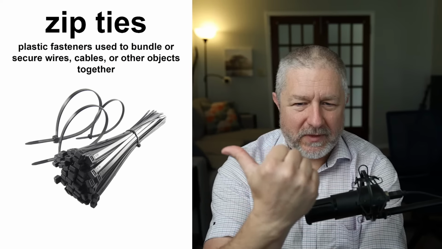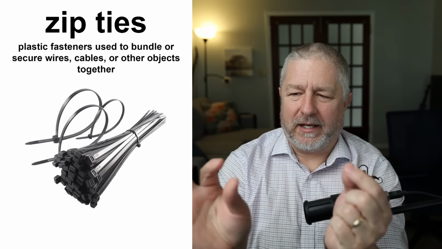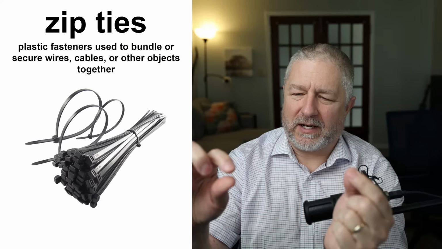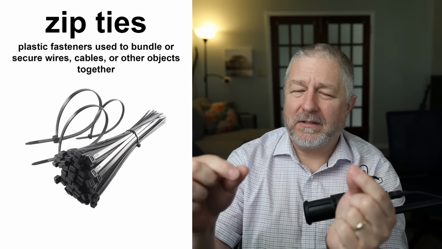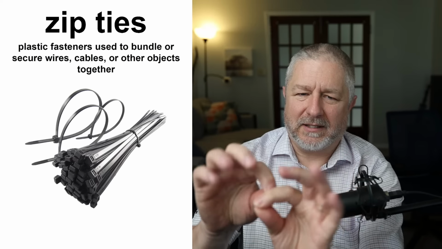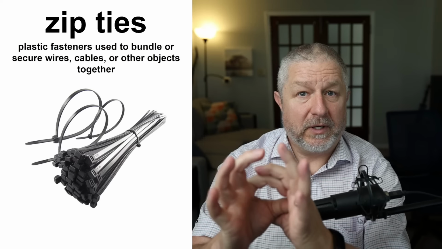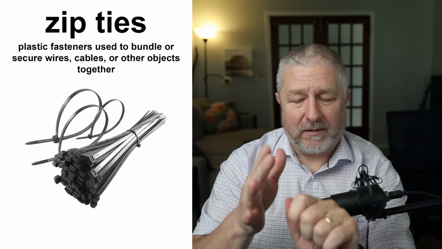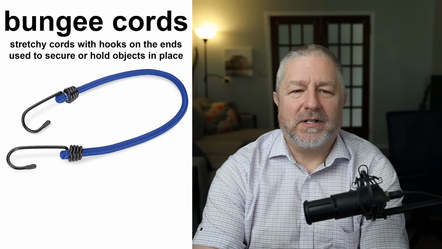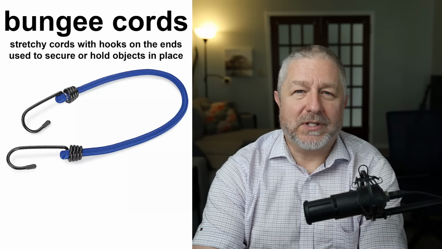But a zip tie has two ends. It has kind of a little end with a clicker and a pointed end. And then when you put the one in, it goes click, click, click, and it will tighten, but it will not loosen. You have to actually cut them with wire cutters. Bungee cord, stretchy cords with hooks on the ends used to secure or hold objects in place.